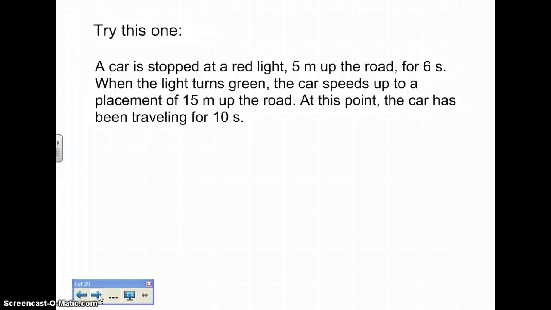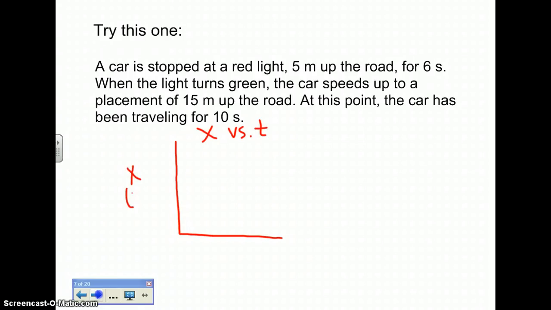Try this one. A car is stopped at a red light 5 meters up the road for 6 seconds. When the light turns green, the car speeds up to a placement of 15 meters up the road. At this point, the car has been traveling for a grand total of 10 seconds. Rule number 1, guys: title your position time graphs, and label your axes with variable and units. Once again, your variables are just written there, your units are put into parentheses.